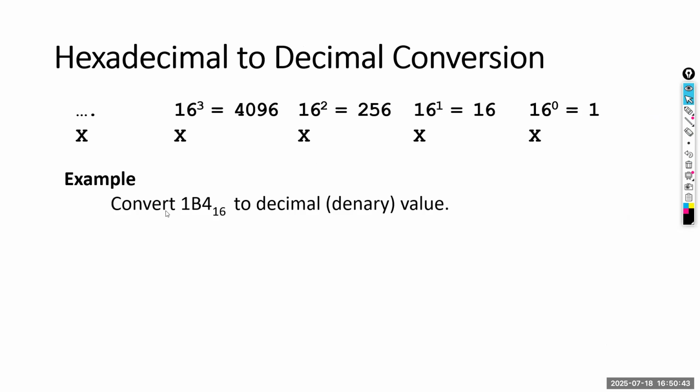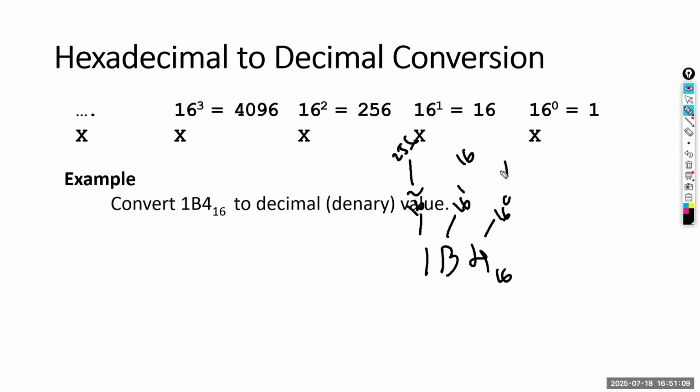Remember, now you can have A, B, C, D, E, F as well in any place. So this number is 1B4 in base 16, and we want to convert it to base 10. Remember this is 16 to the power 0, once; 16 to the power 1, so 16; 16 to the power 2, or 256.